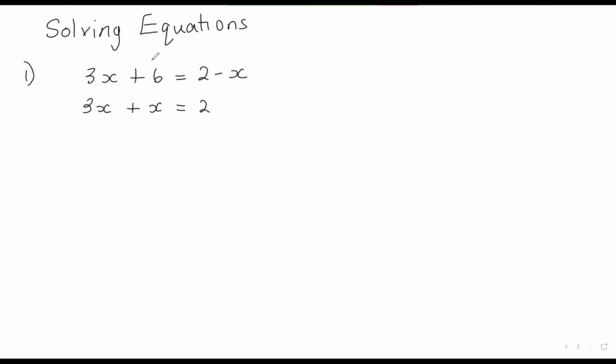And because this is plus 6 on the left-hand side, when I move it to the right-hand side, it will become minus. So this will be minus 6. So 3x plus x is 4x, and then 2 take away 6 is negative 4. If 4x is equal to negative 4, then x is equal to negative 4 divided by 4. And if you recall, a negative divided by a positive will give you a negative. So the answer is negative 1.